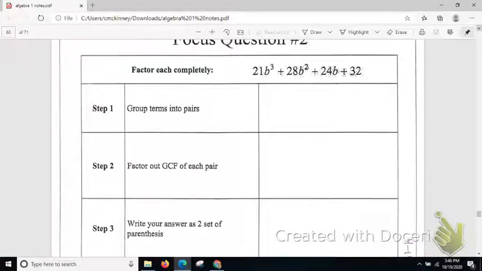Factoring by grouping, take 2. I was so excited to have my system working like normal. I didn't press the record button, so starting again.